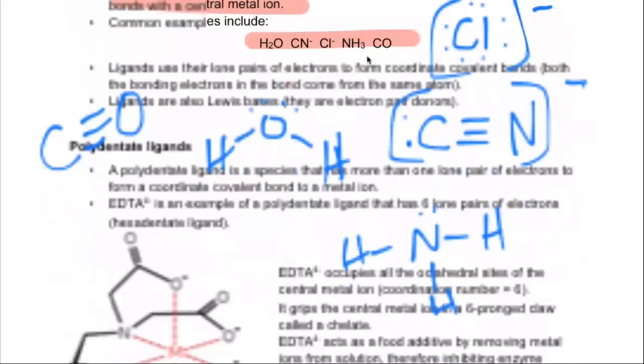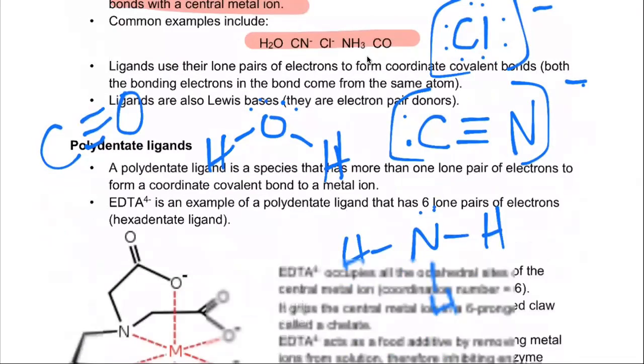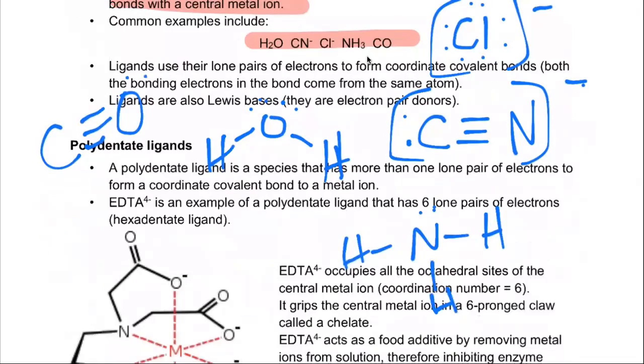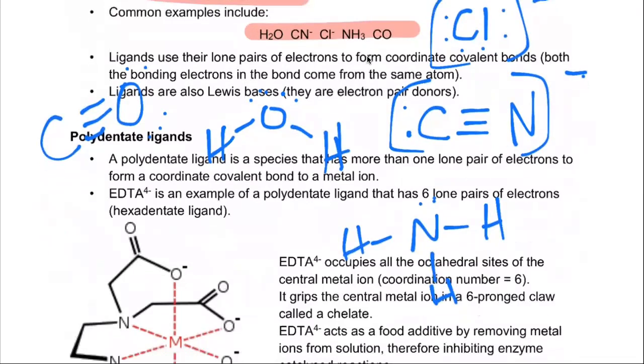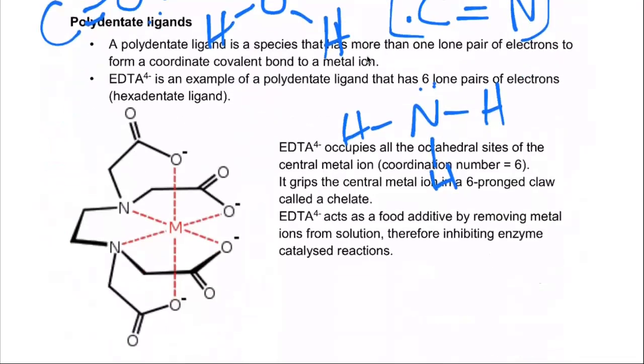And then it also has some lone pairs on here. So what they have in common is that they all have extra lone pairs that they're willing to donate to make that coordinate covalent bond. There is a special kind of ligand called a polydentate ligand. And it has more than 1 lone pair of electrons that can form a coordinate covalent bond. And it acts like one of those claws that you see at the little games at arcades.